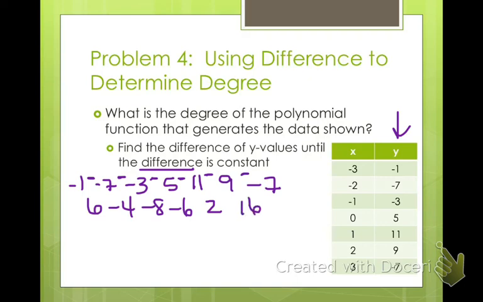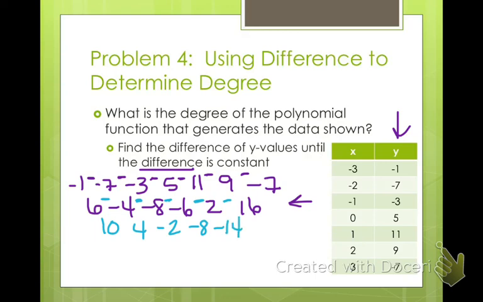Okay, we're waiting until we can see that all these numbers are the same. Well, these numbers are obviously not the same, so I'm going to go ahead and subtract again. So 6 minus negative 4 is 10. Negative 4 minus negative 8 is 4. Negative 8 minus negative 6 is negative 2. Negative 6 minus 2 is negative 8. 2 minus 16 is negative 14.